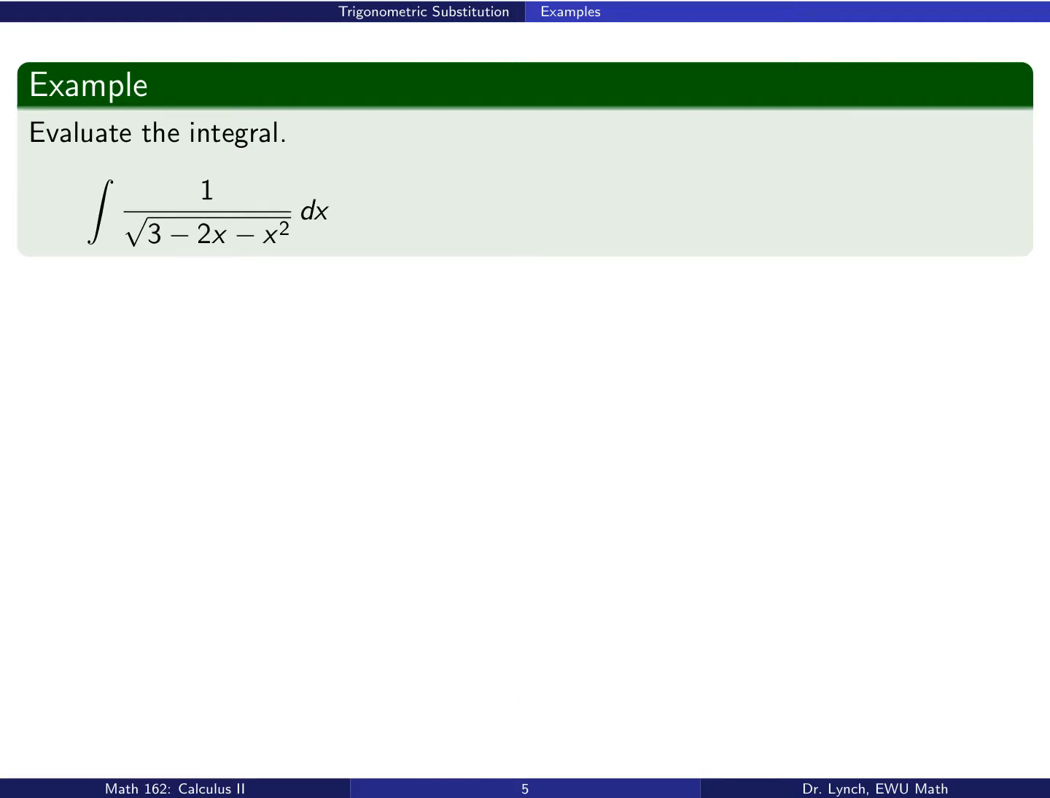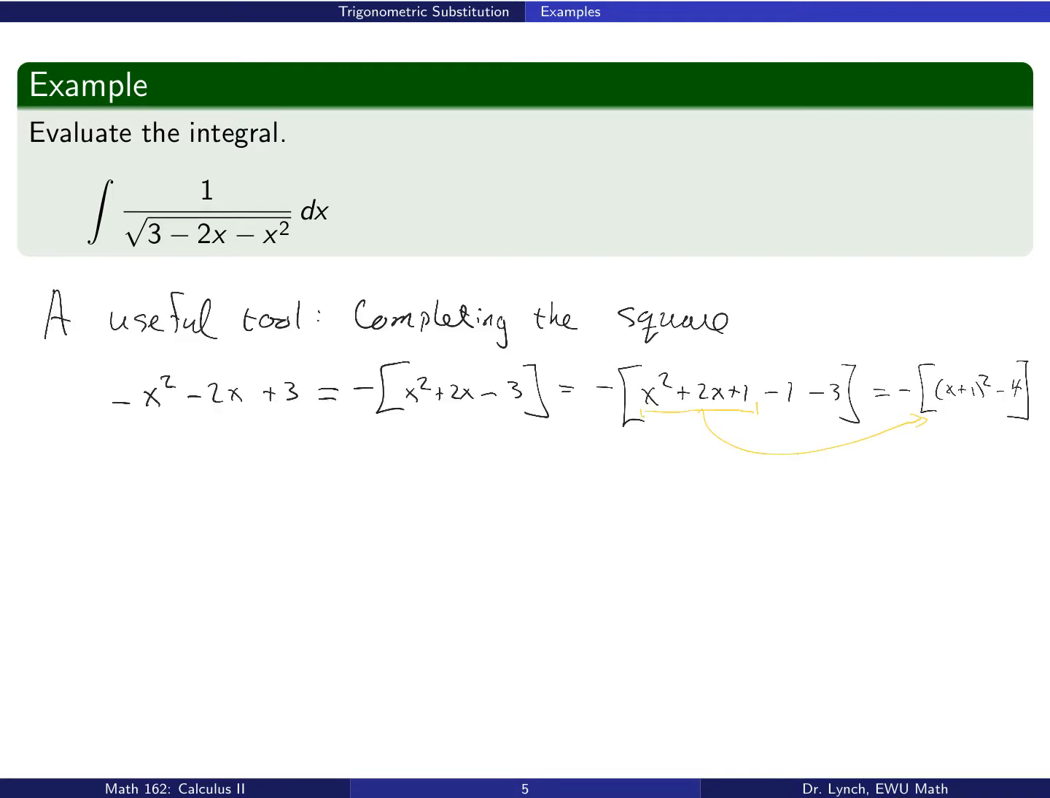Okay, one more quick comment. Here's an example that illustrates a useful technique called completing the square. So here's that technique of completing the square applied to this denominator, which is of the form negative x squared minus 2x plus 3. I'm going to first factor a minus sign out and just deal with the positive coefficient quadratic, which I complete the square to express as the quantity x plus 1 squared minus 4. Reincorporating the minus sign, we can now express our integral as a sum or difference of two squares.